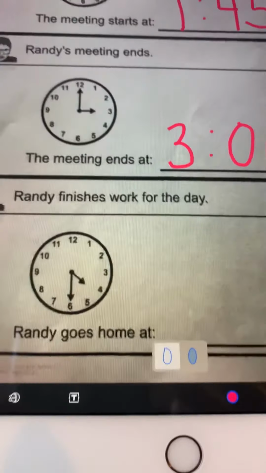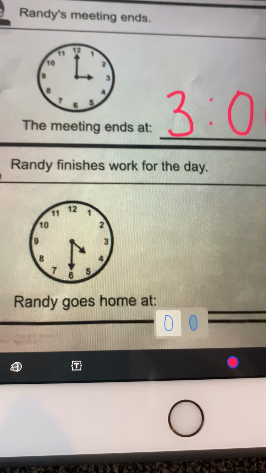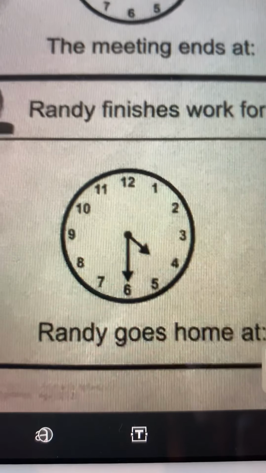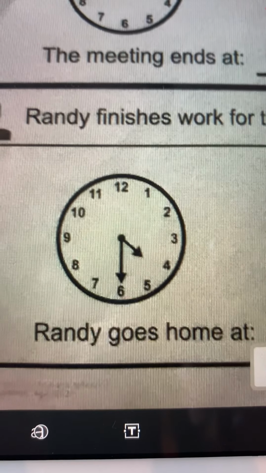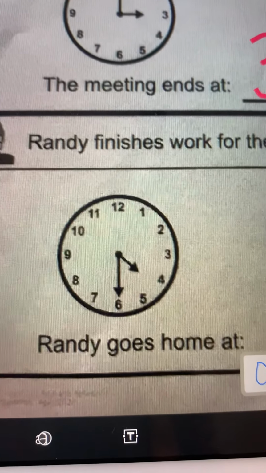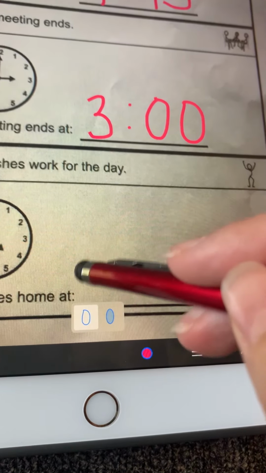Okay, now let's go down here to the last one. It says Randy finishes work for the day at, okay, so the little hand is not pointing at the 5, so it's between the 4 and the 5. So that means it's still within the 4 o'clock hour. So we're going to come over here and write our 4.